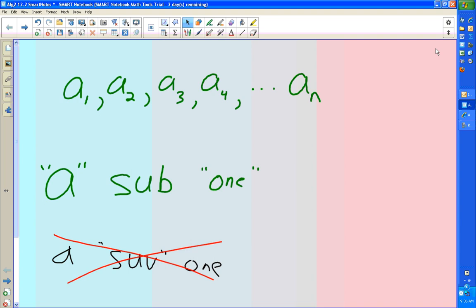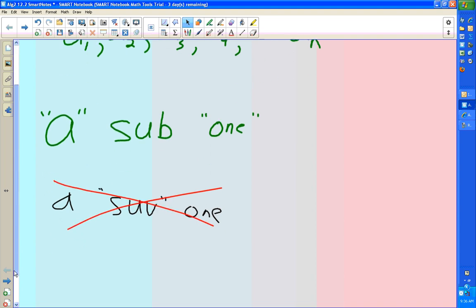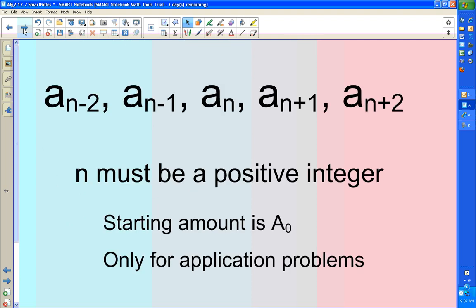It is not S-U-B. I'm not saying sub, it's not a P, it's a B. So if my articulation is not clear, this is what I mean, not this. Everybody clear on that? These are subscripts, no mathematical value whatsoever.